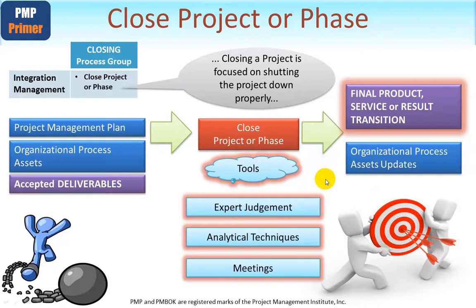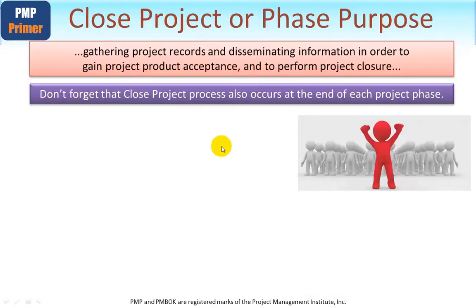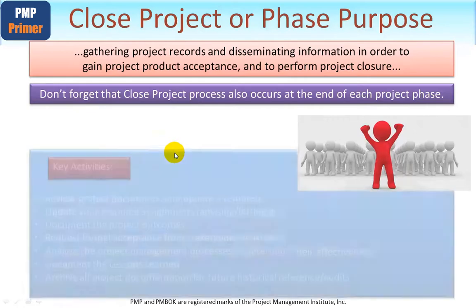So let's now look at a summary of closed project or phase. What we're doing here is gathering project records and disseminating information in order to gain project product acceptance and to perform project closure. I've made the point already that the closed project or phase process may be used for each project phase if that's appropriate. It doesn't have to, but it's certainly used as part of closed project. Let's now add in the key activities which should reinforce my comments on the closed project or phase process itself.